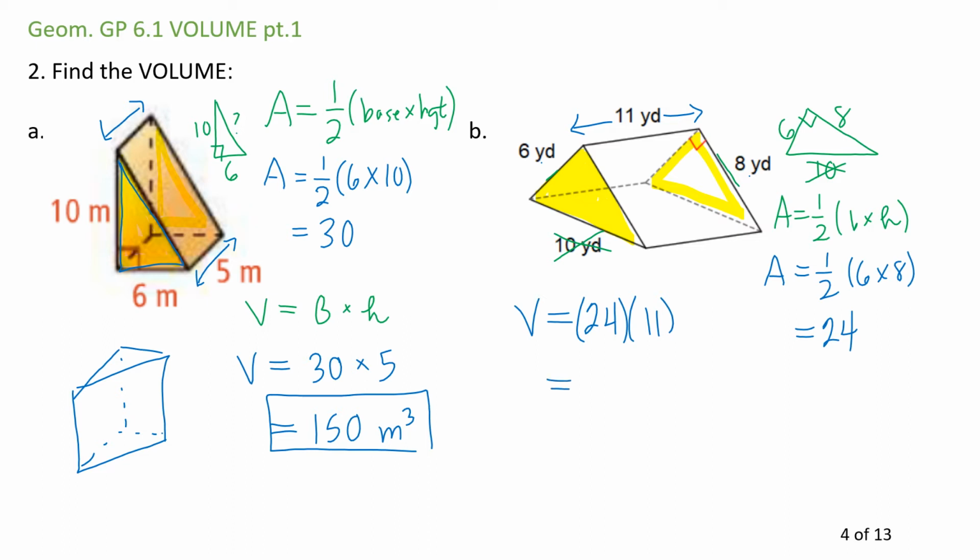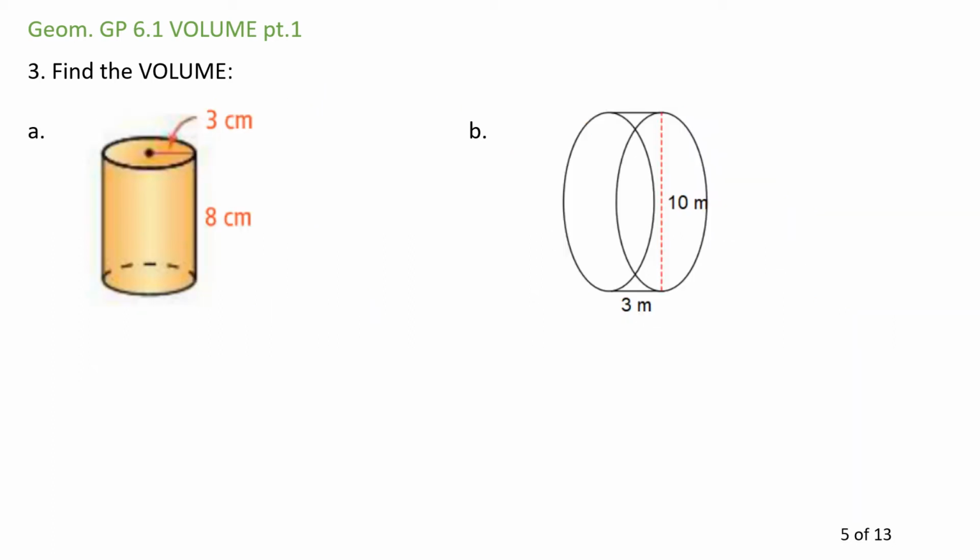264 cubic yards. And this type, I think, is the most difficult because it's hard to see what the base is. But remember, for a right prism, it's base, and the base has to be the same at opposite ends.